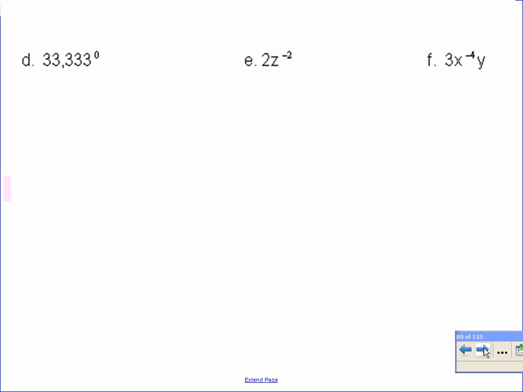Try this one again. Good job. Remember, guys, you're only moving what has a negative exponent. Try that again. You're only moving what has a negative exponent. Good job.